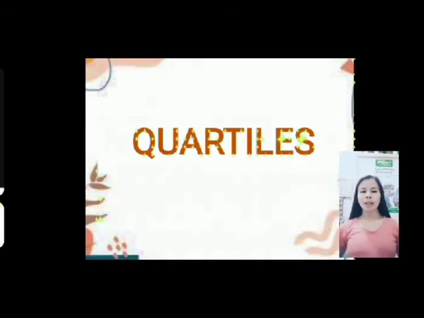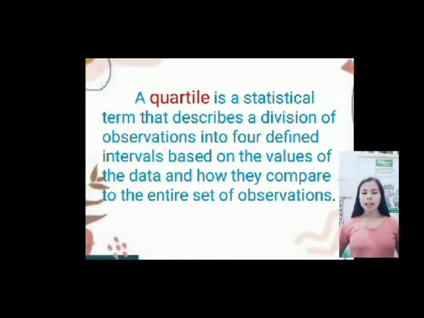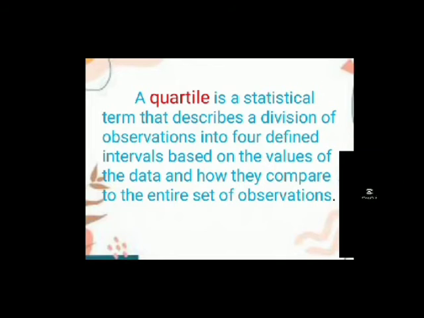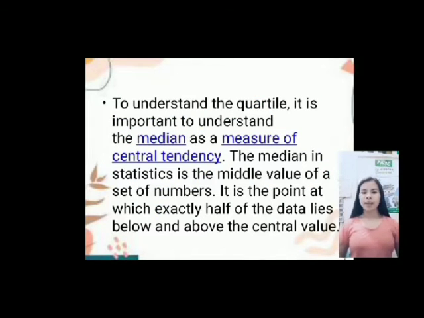So let us determine what a quartile is. A quartile is a statistical term that describes a division of observations into four defined intervals based on the values of the data and how they compare to the entire set of observations. To understand the quartile, it is important to understand the median as a measure of central tendency. The median in statistics is the middle value of a set of numbers. It is the point at which exactly half of the data lies below and above the central value.